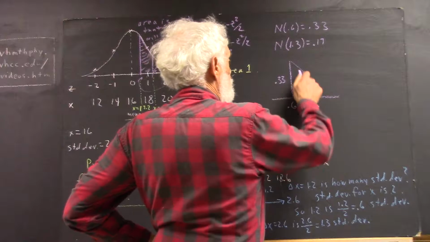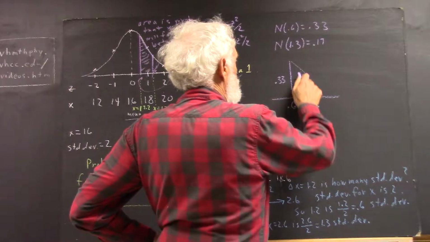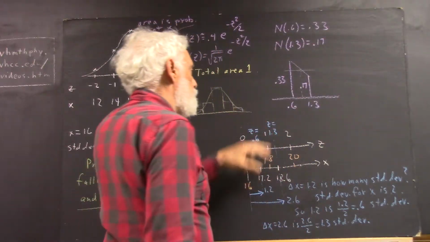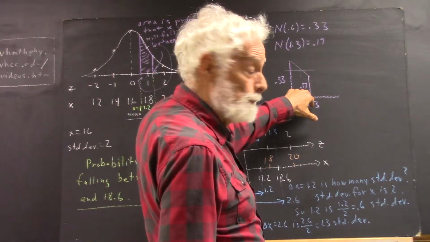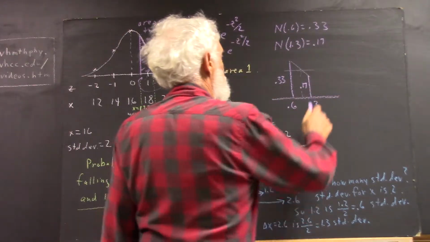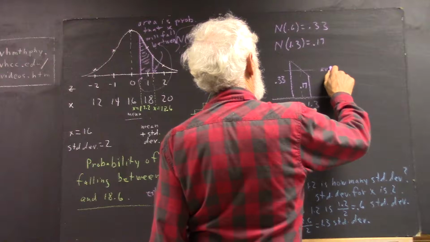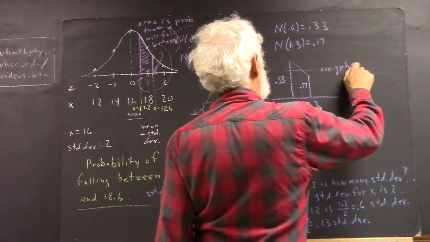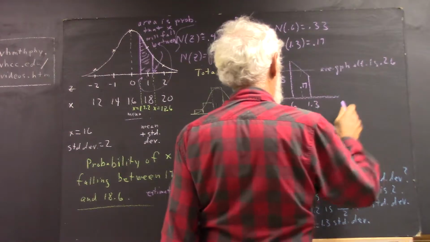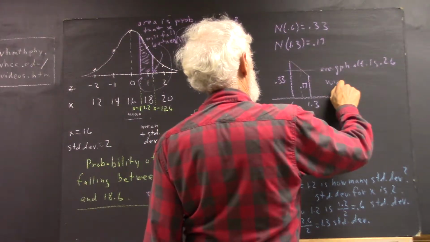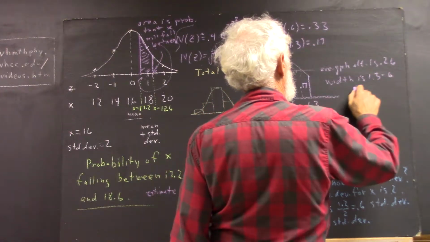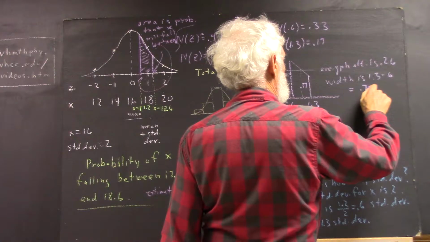The average graph altitude, which would be this, would be the mean of these two, which would be like 0.26. So the average graph altitude is 0.26. The width is 1.3 minus 0.6, which equals 0.7.